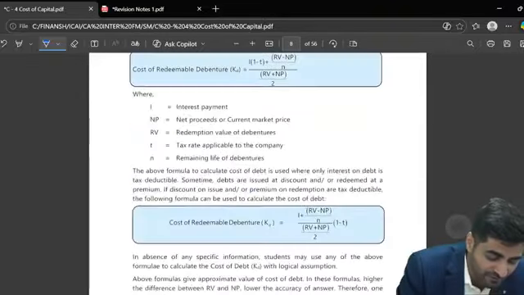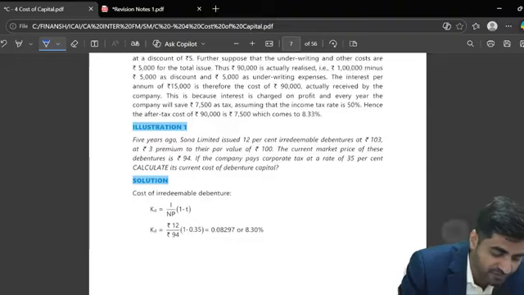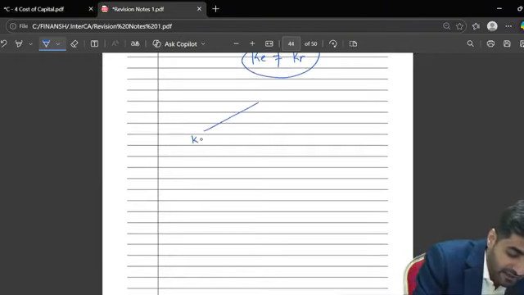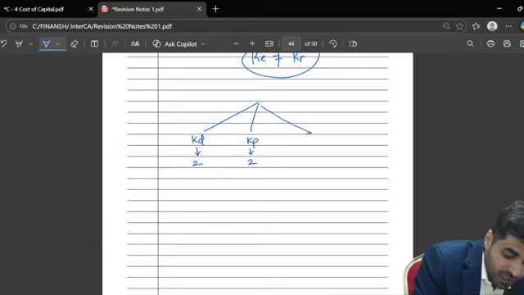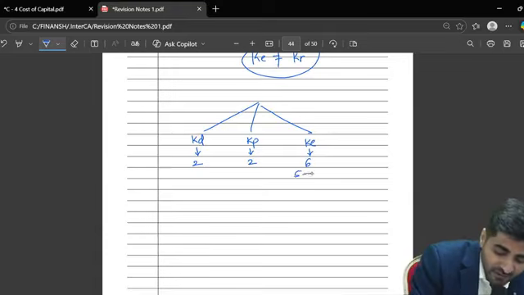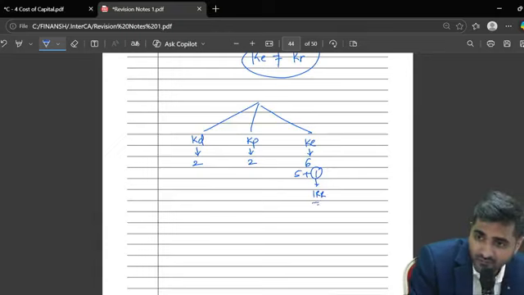So how many formulas have I taught you? If you all can recollect, my KD had how many formulas? 2. My KP had how many formulas? 2. Now my KE has how many formulas? 6 approaches, right? 5 plus 1. But this one approach is what? IRR approach. Not to be done now, right?